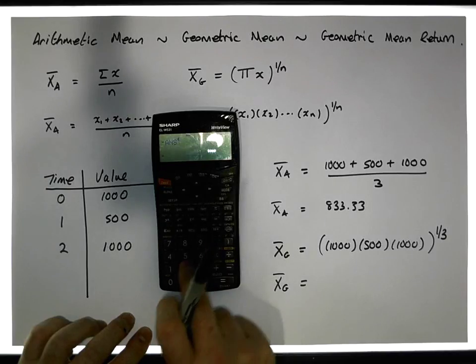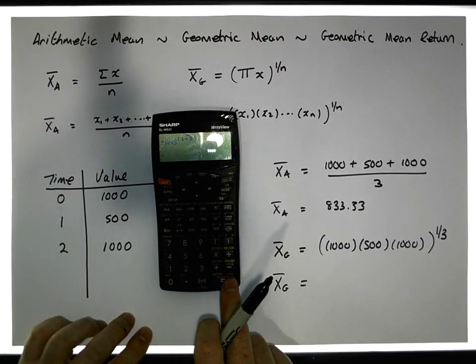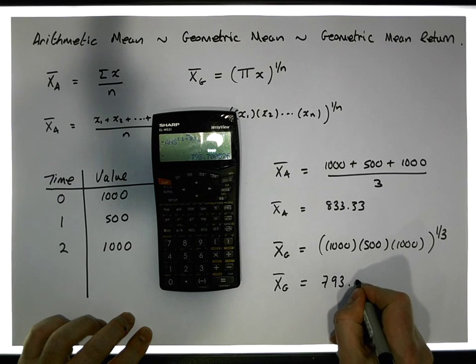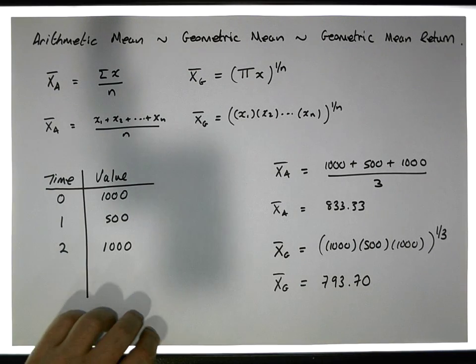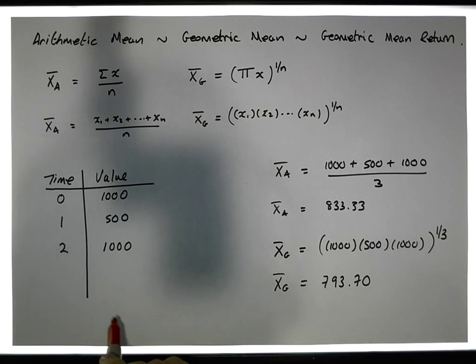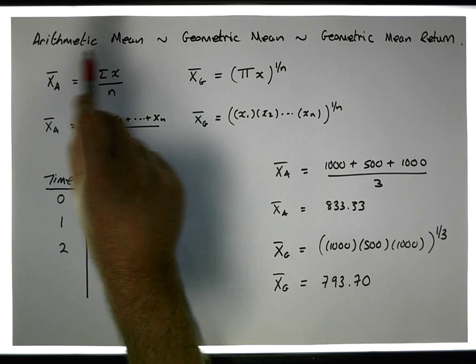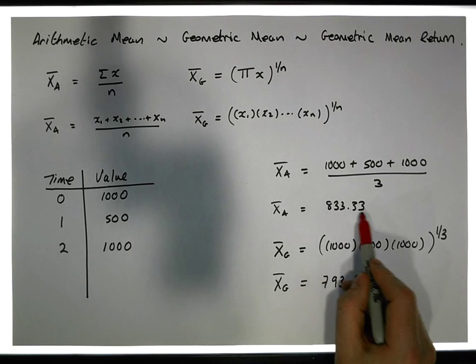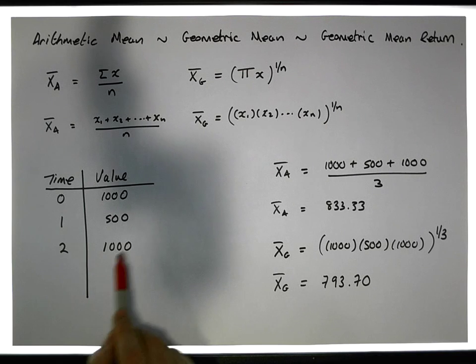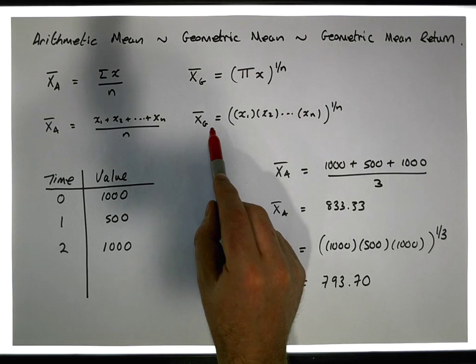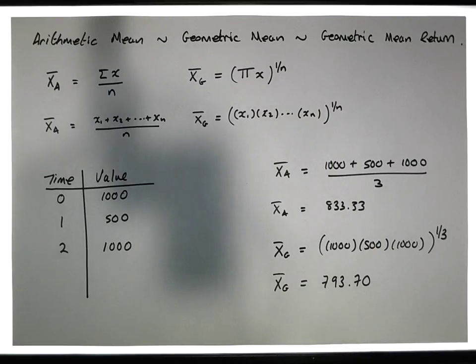power of 1 divided by 3, okay, which gives us a value of 793 euros and 70 cent. So you can see that depending on which way we partition or apportion the values, if we use the arithmetic mean, then each of the 3 time intervals gets 833 euros. If we use the geometric mean way of portioning out things, it will be 793 euros.